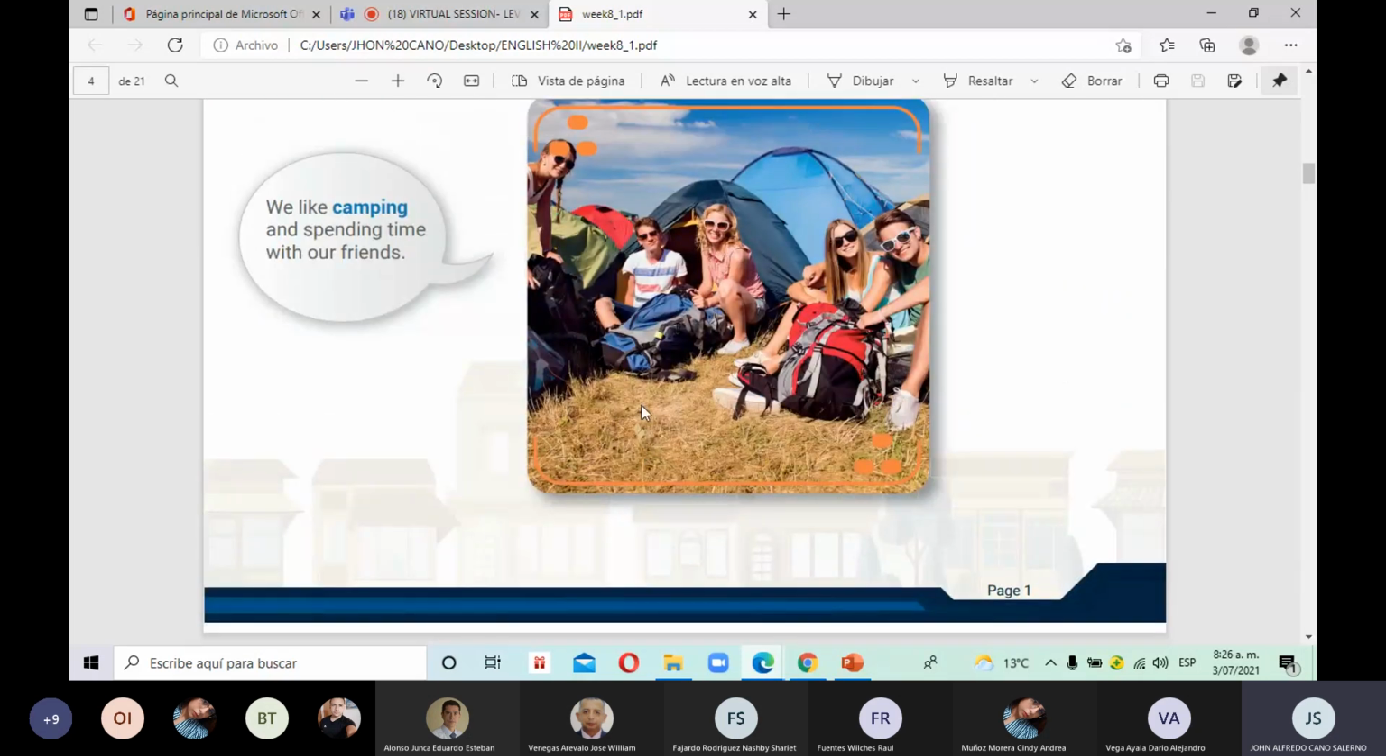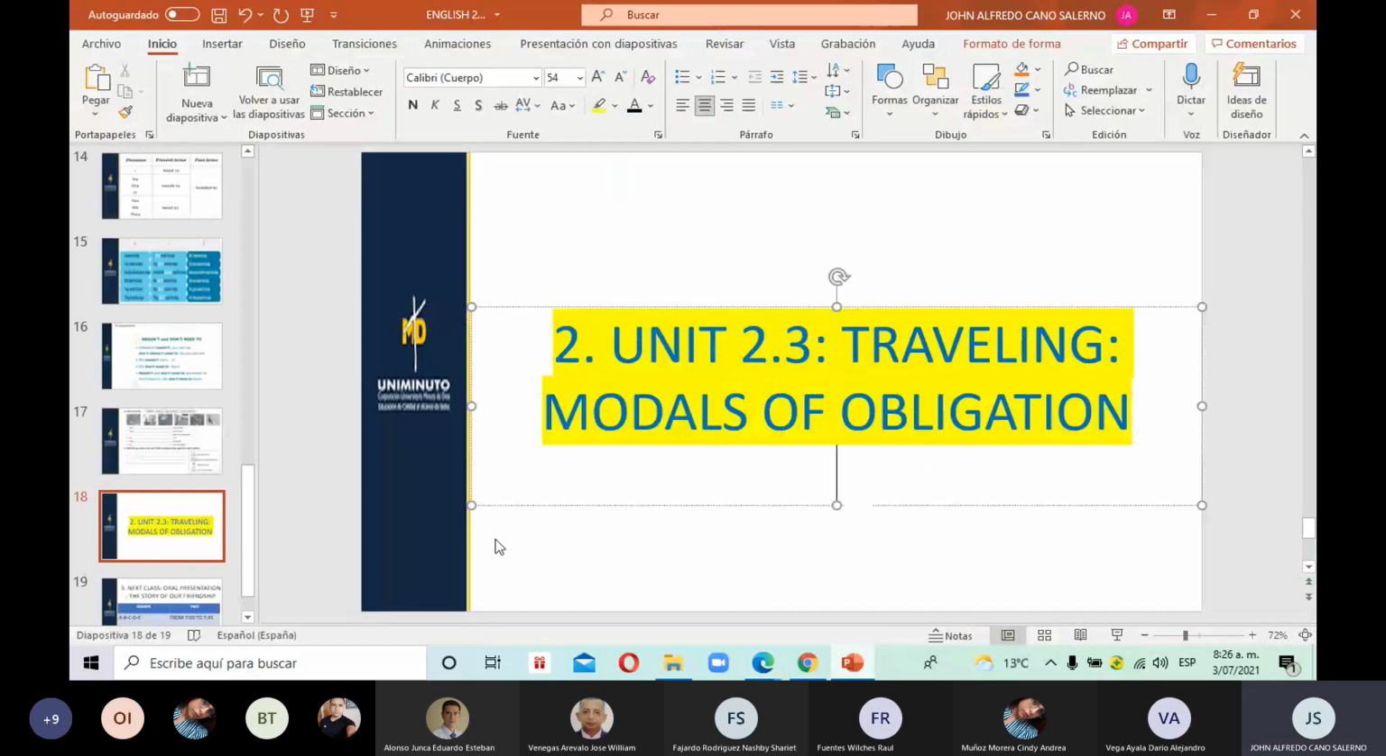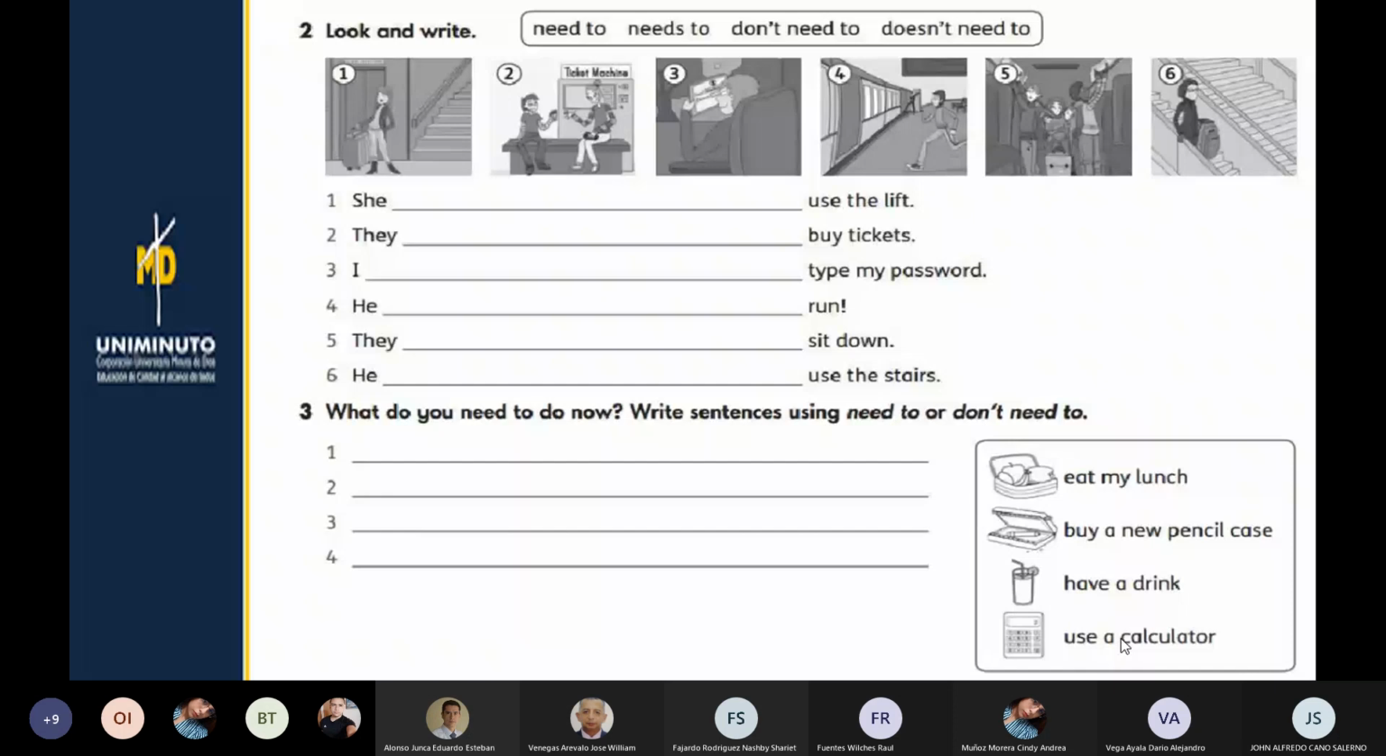Profe, qué pena, nos comparte para tomar el pantallazo. Okay. Qué pena. Aquí ya le tomo.